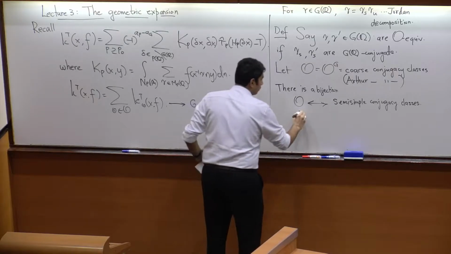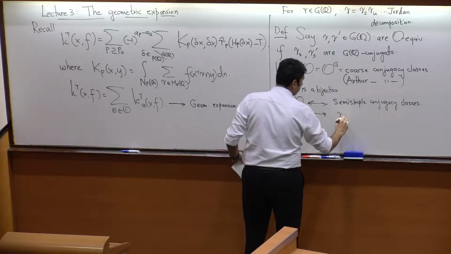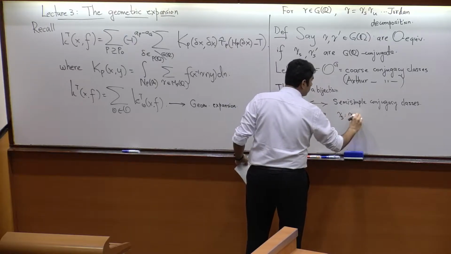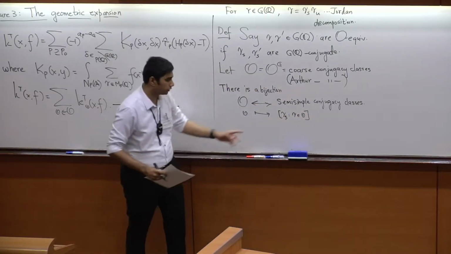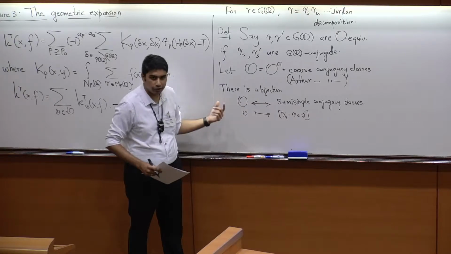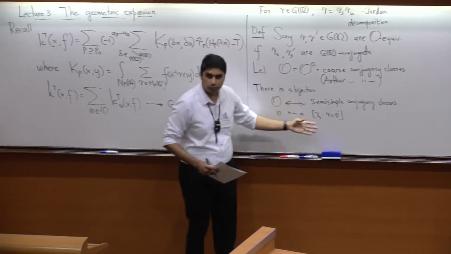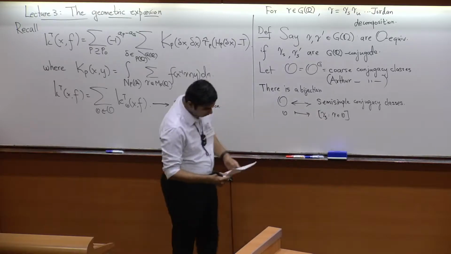How do you go from one to the other? You take some little o, and then you map it to gamma, where gamma is the semisimple part of any element in o. And this relation is just usual conjugacy. Are you following? Pick any element in it, look at the semisimple part of that element, and map it to that. Okay, so this is the relation.